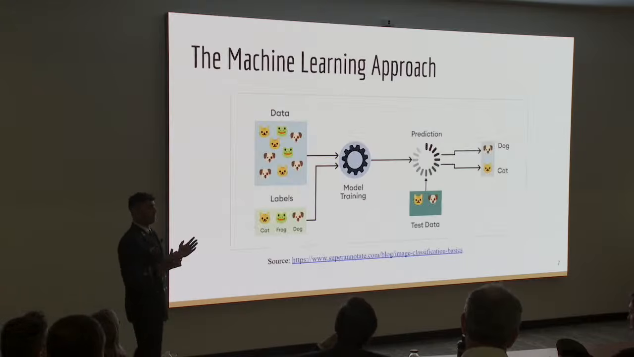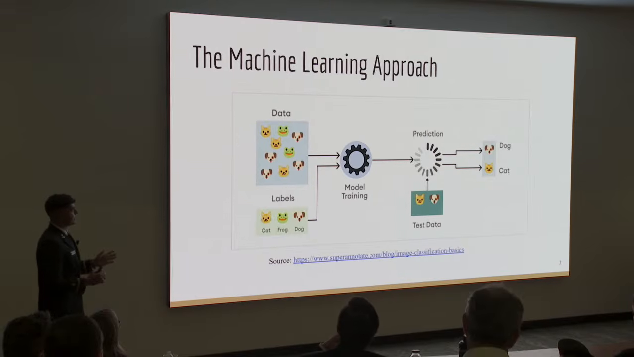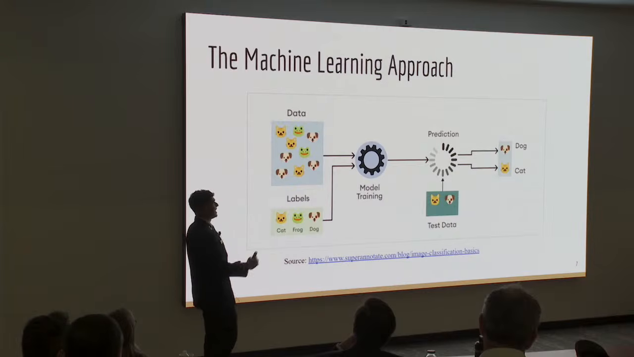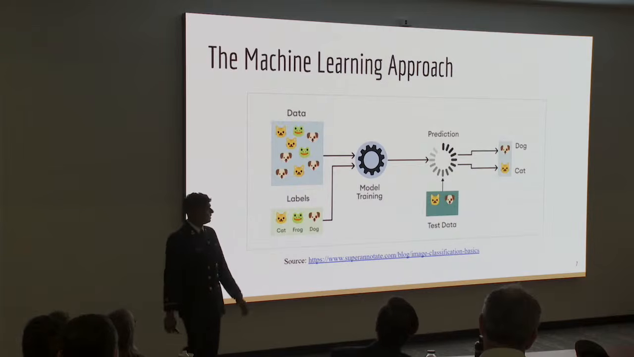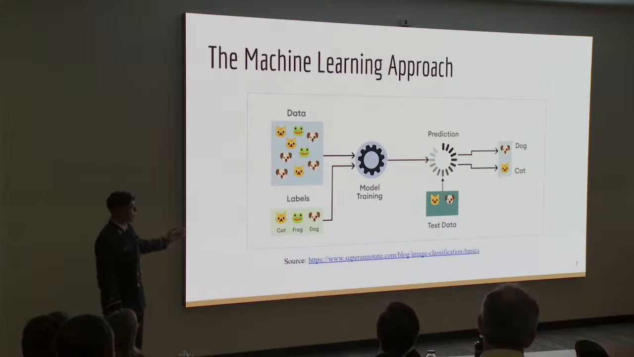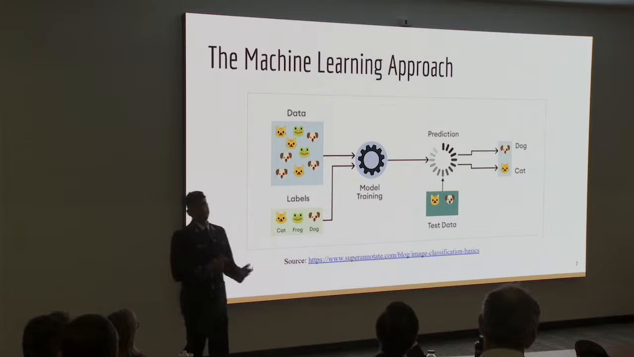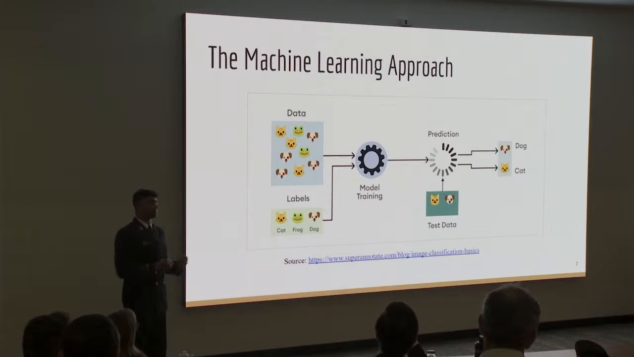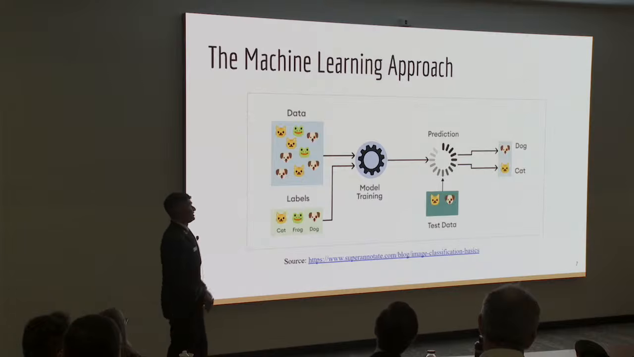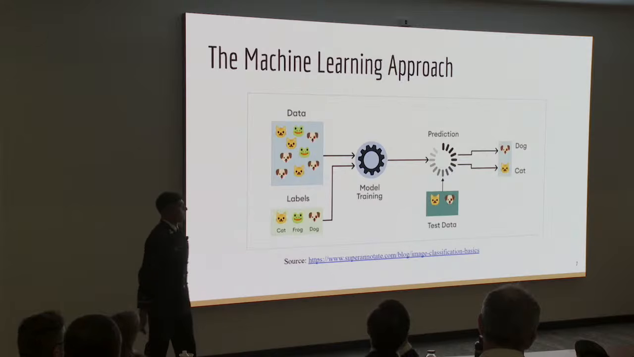So what is the machine learning approach? The way a basic machine learning algorithm works is you have data and you have labels. In this case, we have these pictures of cats, frogs, and dogs, and we have labels: a picture of a cat labeled as cat, a picture of a frog labeled as frog, a picture of a dog labeled as dog. And we train a model that starts making guesses, fine-tunes its model weights, and is eventually able to predict whether a picture is a cat or a dog.